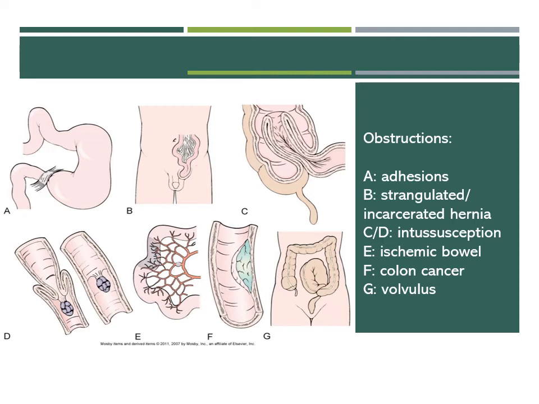Okay, so A, B are small intestinal obstructions. So adhesions and a strangulated hernia, those are the most common. C, intussusception, that happens in children. That can cause a bowel obstruction. And then E can be a small intestine or large intestine. I wouldn't spend too much time with ischemic bowel. F and G are definitely large intestinal issues, colon cancer and a volvulus.